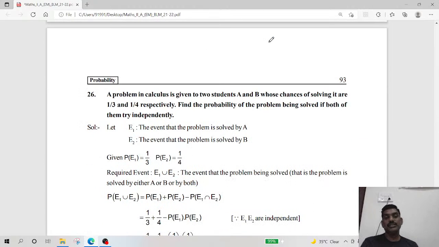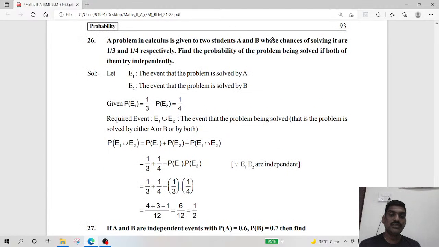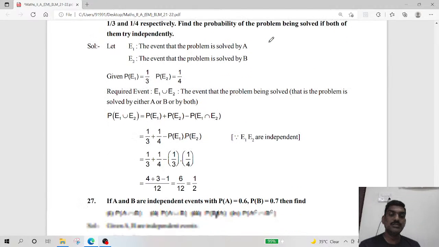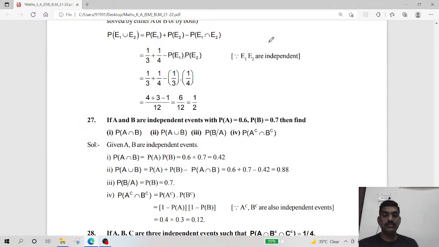Next, question number 26. A problem in calculus is given to two students A and B whose chances of solving it are 1 by 3 and 1 by 4. Find the probability of the problem being solved if both of them try independently. So P of A or B is equal to P of A plus P of B minus P of A intersection B. So P of A intersection B is P of A times P of B. Substitute everything.